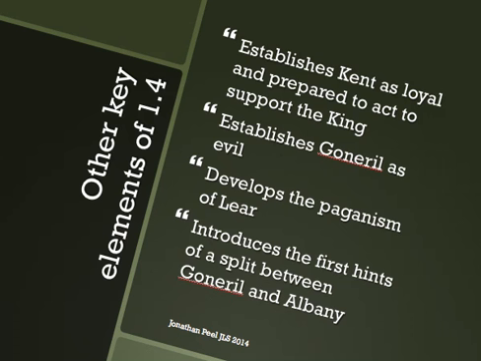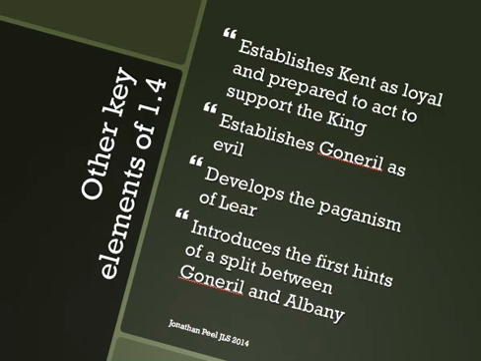So, quickly to move through Act 1, Scene 4, what does this scene actually do? It establishes Kent as loyal, prepared to act to support the king, and it establishes Goneril as well and truly evil, and in fact Lear, as the anger builds before his great curse, which I'll look at briefly on the next slide, uses that wonderful imagery of her as a detested kite, this carrion bird of prey that she is now likened to. It develops Lear's paganism in his great invocation to nature, which curiously seems to link him to Edmund, but be that as it may.